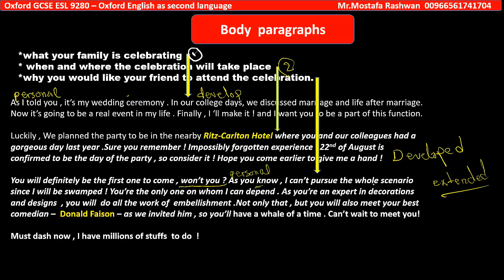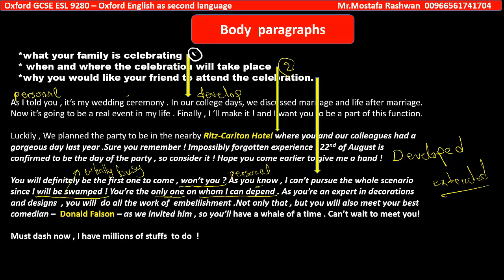I can't pursue the whole scenario since I'll be swamped. You're the only one on whom I can depend. I will be swamped. This is a good idiom and expression that means wholly busy. When you are totally busy, you can say, I am swamped. Okay, and he told us here the reason why you would like your friend to attend. He said here, you are the only one on whom I can depend.